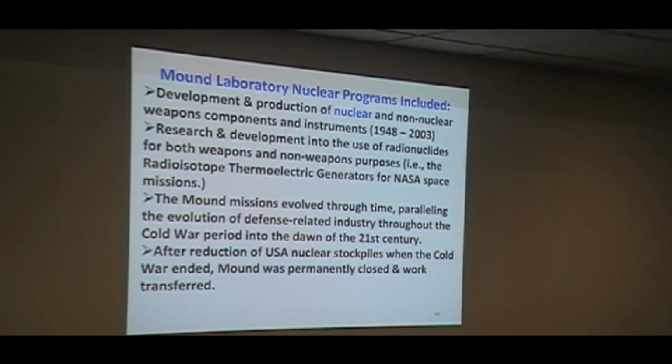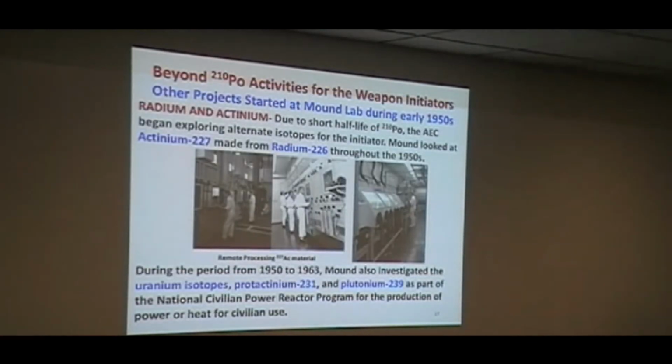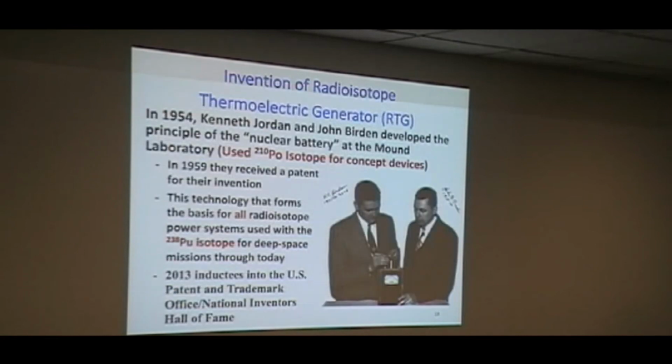Mound people did other isotopes besides the polonium. They started out with radium and actinium. They were looking for alternatives. Polonium had a very short half-life, 138 days, so they were looking at ways that they could get neutron sources. They also investigated uranium isotopes, protactinium, and plutonium-239, and they were looking for power sources. All this work was being done over the years at Mound Laboratory. I'm not trying to give a history of Mound Lab, just pointing out that's what these isotopes were used for.